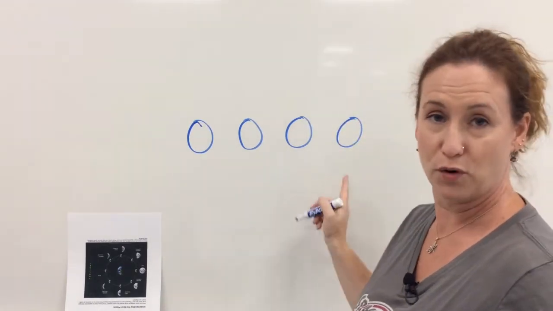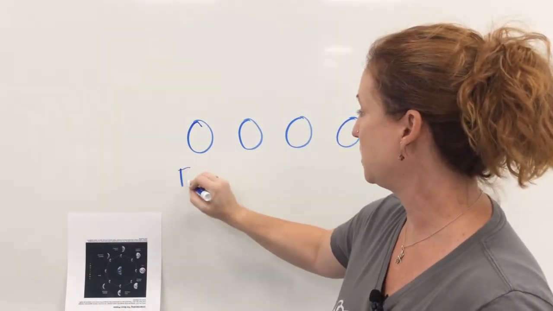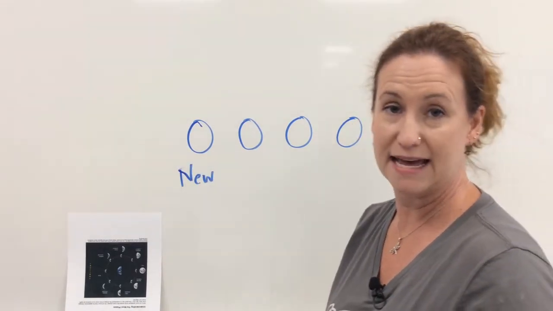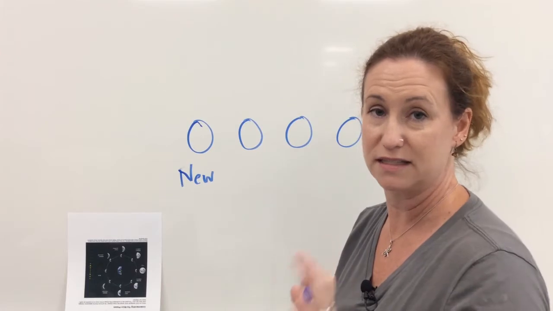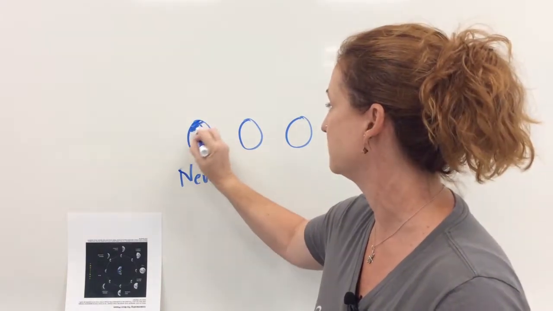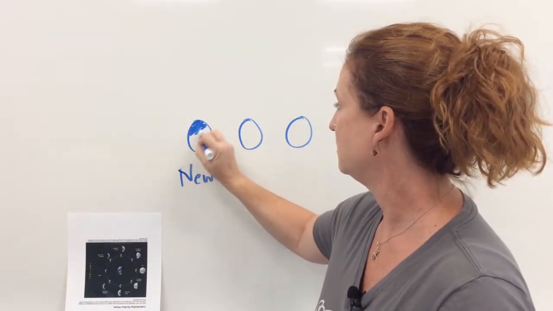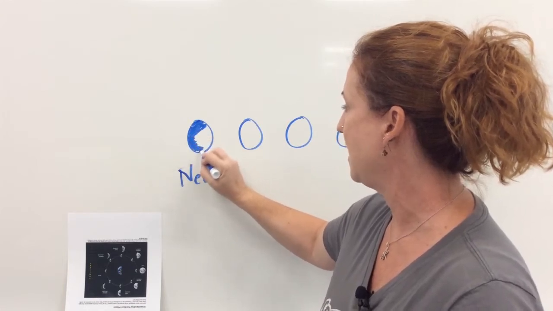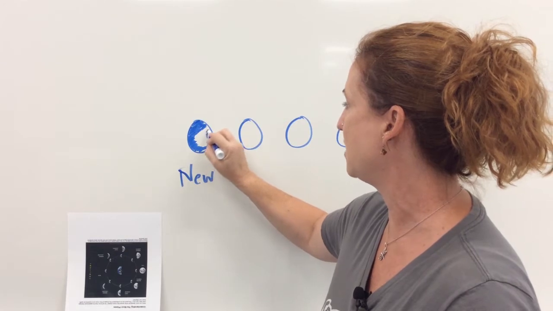I'm going to draw 4 phases. The first one is going to be the new moon, and I know that it's a new moon because it's completely shadow. The other side of the moon is facing the sun, and that part is lit up, the other side.